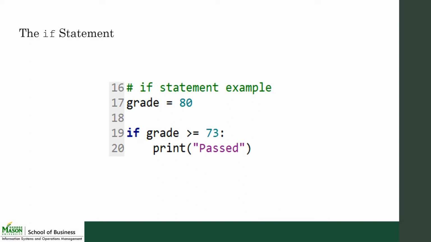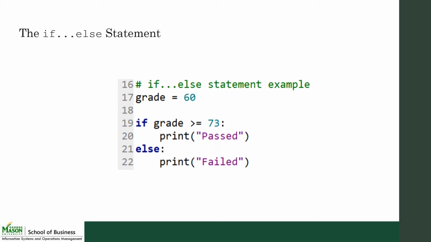In this example, we have code from an editor that shows code in lines 16 to 20. The header in the if statement clause, shown in line 19, evaluates if the grades variable is greater than or equal to 73. This will result in a Boolean value of true. As a result, the program will execute the suite in the if statement, which is a print statement displaying pass.